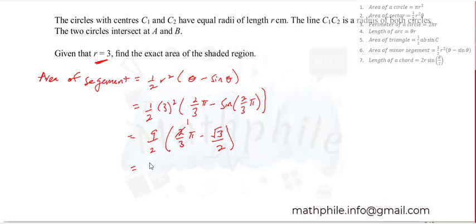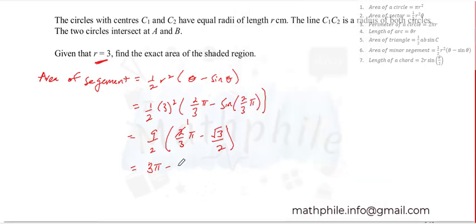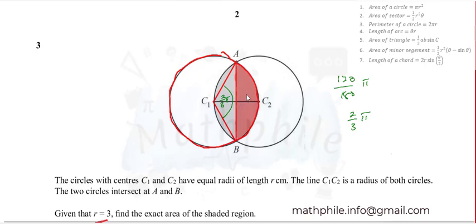So that is 3π. So this will give you 3π minus 9 over 2 times √3 over 2. Come on, we could have done this without a calculator. So that is 9√3 over 4. So 9√3 over 4. Okay, so that is the area of this segment, the red one.